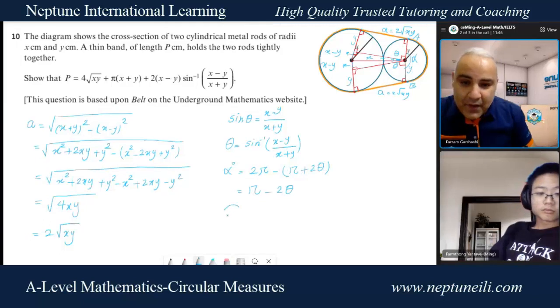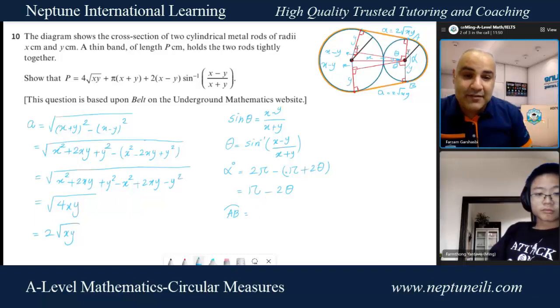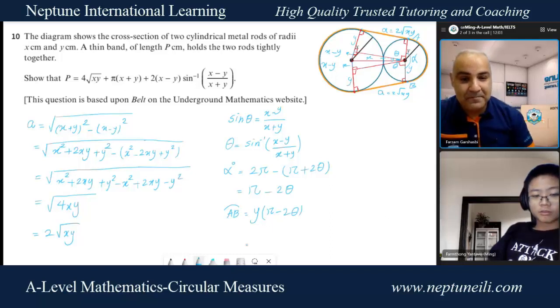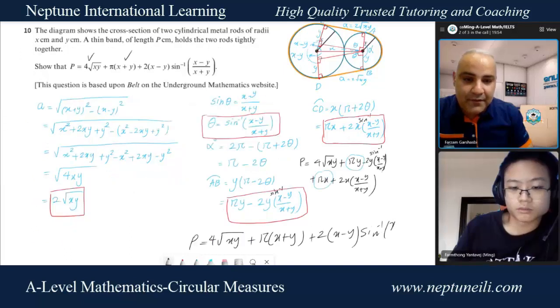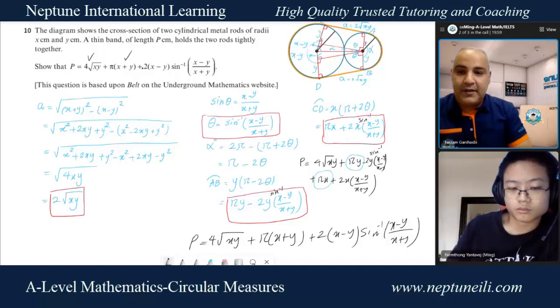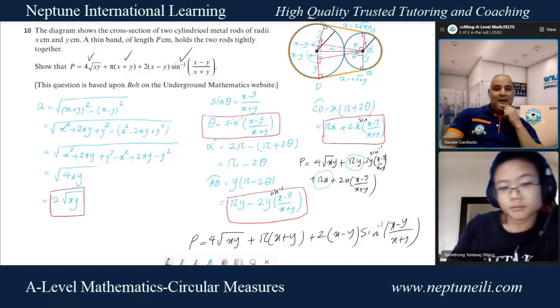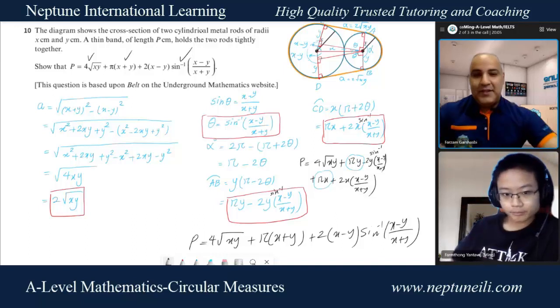The arc AB, the length of that arc is radius is y, times the angle. The angle is pi minus 2 theta, correct? Inverse of x minus y over x plus y. Let's check. We got the same thing. We proved that. We show that. That was a nice question.